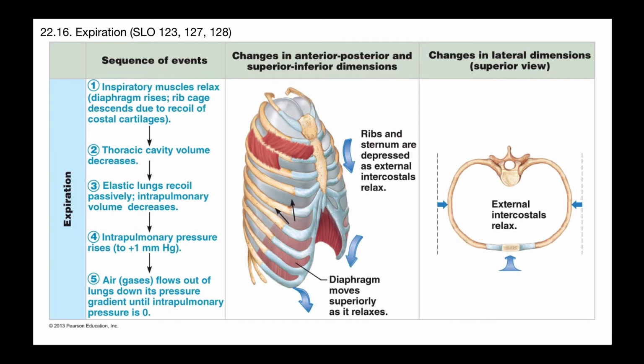Expiration, in this case, it starts with muscles again, but in expiration, it's just the elastic recoil of the muscles as they relax that's going to cause the sternum to drop down and the diaphragm to raise up. Those two things together are going to decrease the volume of the thoracic cage. As the thoracic cage volume goes down, then the pressure inside the lungs also increases, so air is going to get released out during that process. Now, this is what we call passive expiration.